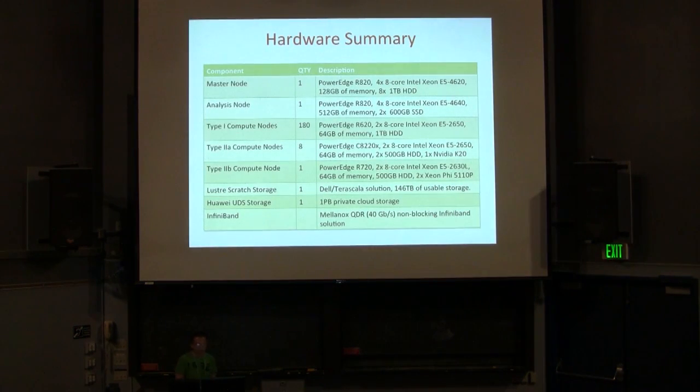And here is a quick summary of the hardware configuration of Hyades. We have one master node, which is a quad socket configuration. And we also have a Linux node. The salient feature of the Linux node is that it has a lot of memory. It has half a terabyte of memory, so it can run a lot of big memory analysis code very comfortably. And then we have the so-called type 1 compute nodes, which are the conventional compute nodes. They have only pure conventional CPUs.